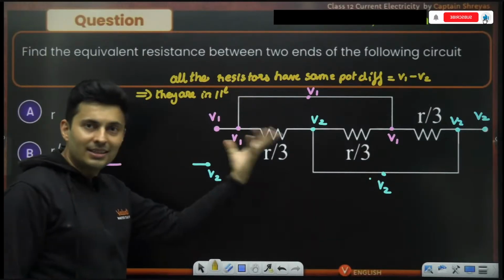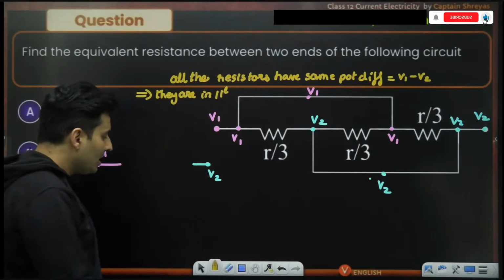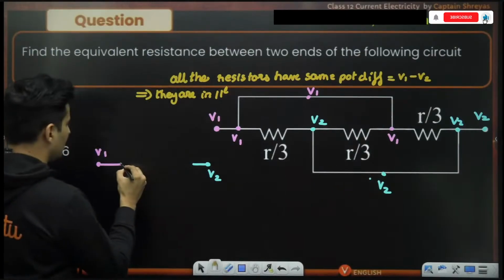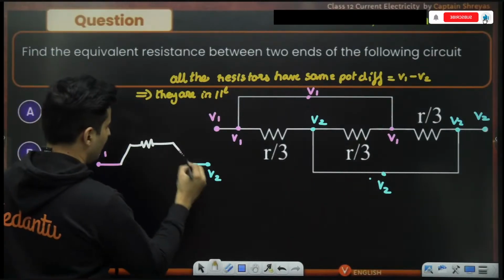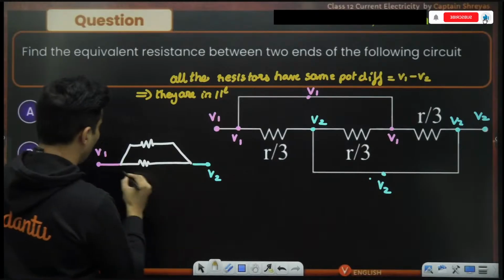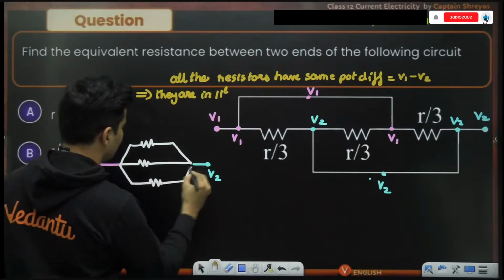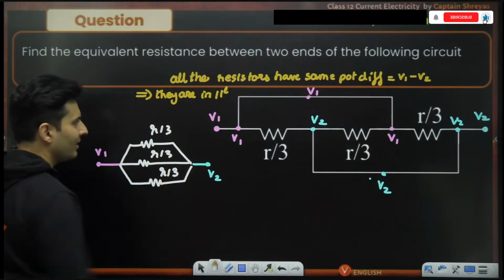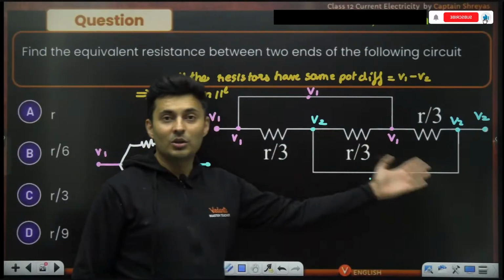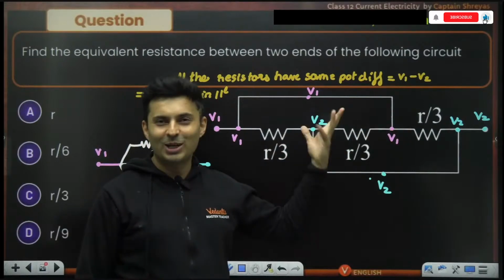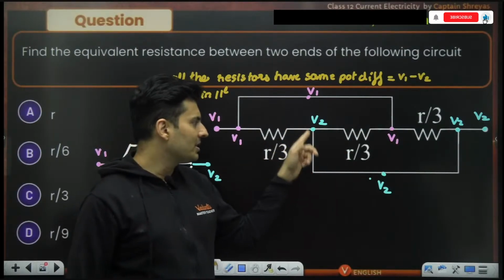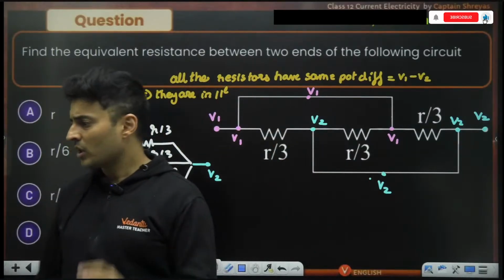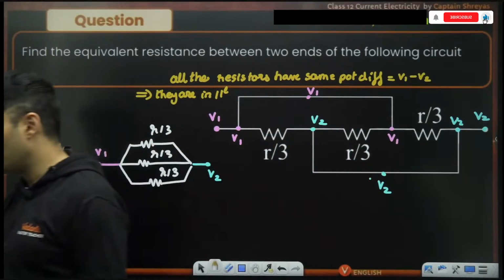So actually, this is a disguised way of writing parallel. Actually speaking, they are like this. They are all in parallel like this. So this is R by 3, this is R by 3, this is also R by 3. A lot of people have said they are in series because they are one after the other, but no, they are not exactly, because there is some branching happening over here. The moment a branch happens, things change. There should be no branching if they were in series.